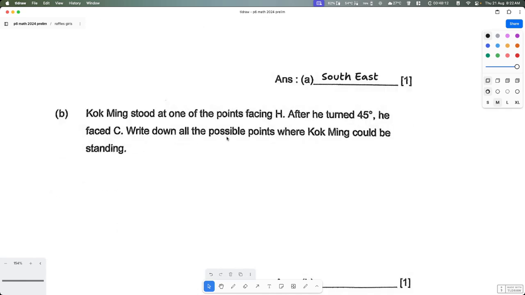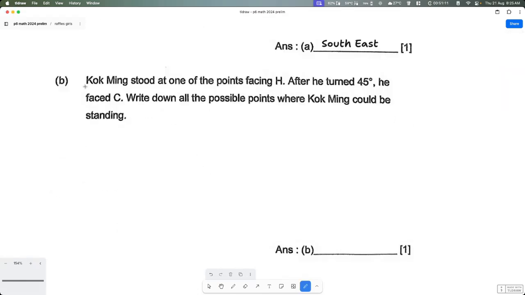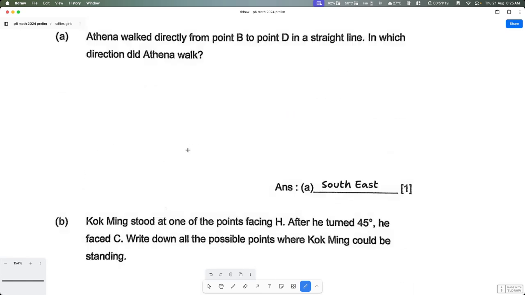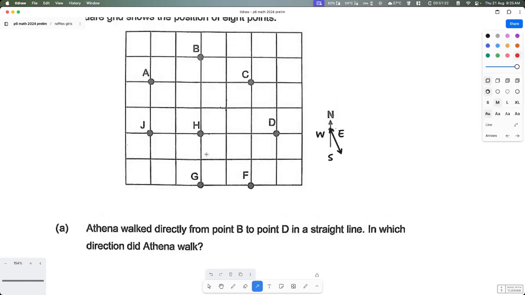Okay, part B. Kok Ming stood at one of the points facing H. After he turned 45 degrees, he faced C. Write down all the possible points where Kok Ming could be standing. So from H to C, right? In this case, let's start with G, and then face C.